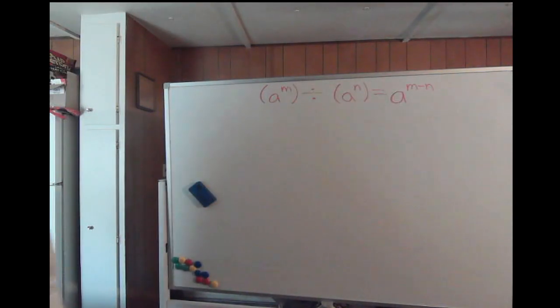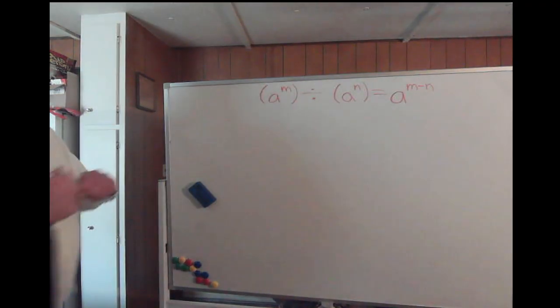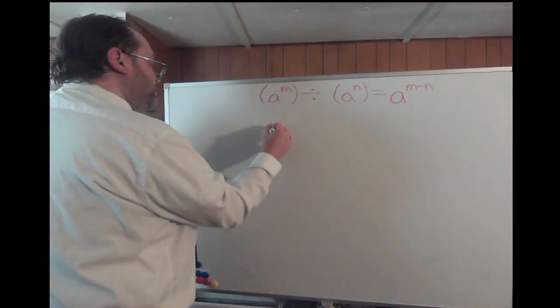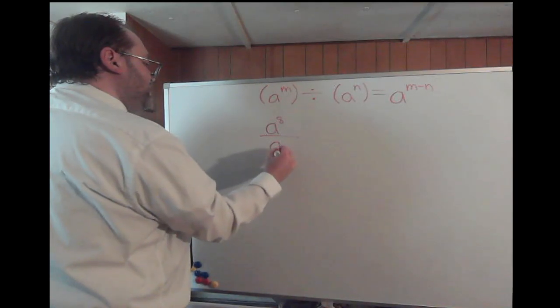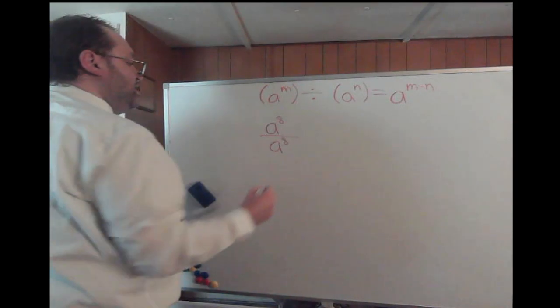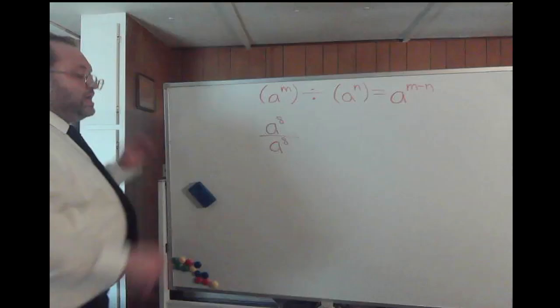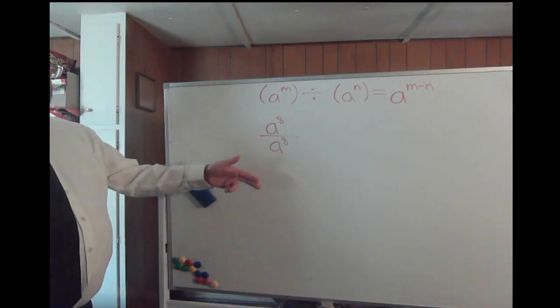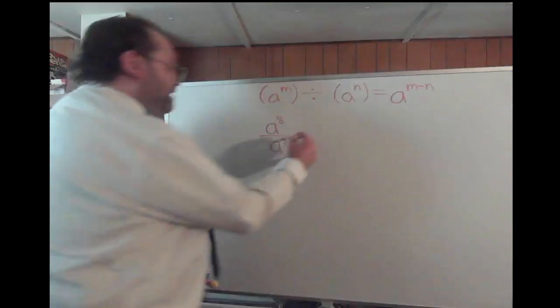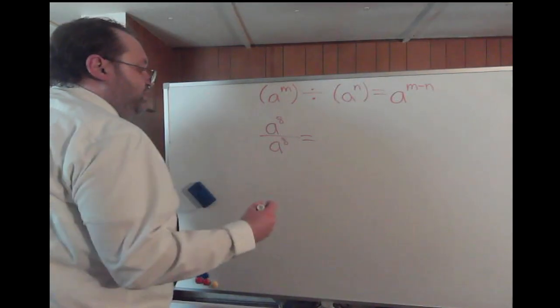So really, this isn't too terribly bad. I got 2 more. We have a to the 8 over a to the 8. Well, right away we see we could just factor those both out and get 1, but I want to show it to you with a new method here.